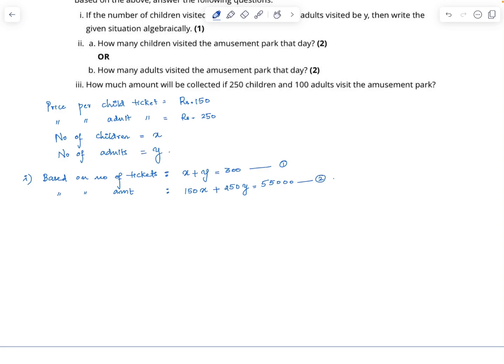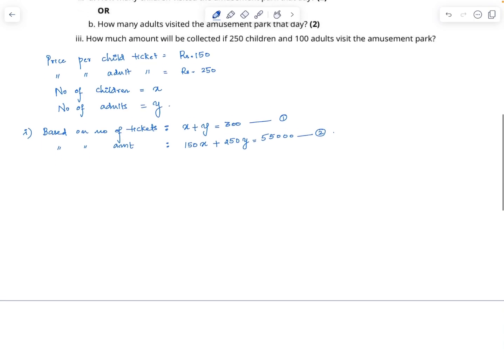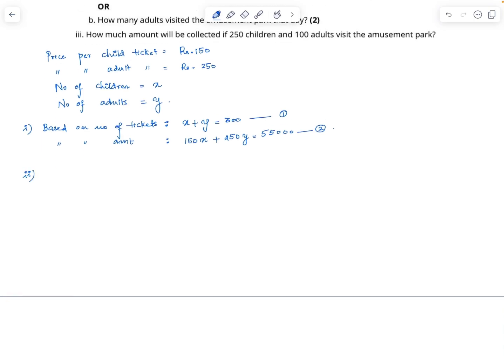Question 2, A part: how many children visited the amusement park that day? So we have to take these two equations and solve them either by the substitution method or the elimination method. I go in for the substitution method. Now from equation 1, y is equal to 300 minus x. And substituting this in equation 2, 150x plus 250 times, in place of y we put 300 minus x, which is equal to 55,000.